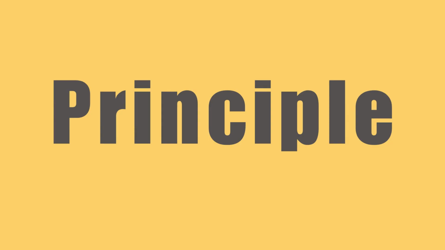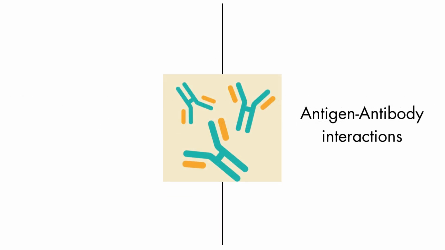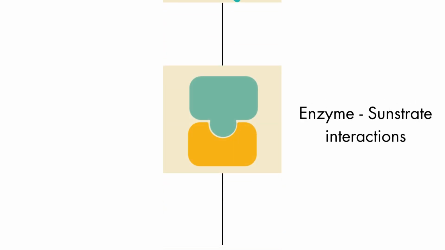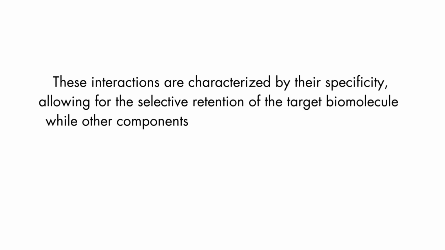Let's talk about the principle of affinity chromatography. This is done by keeping the various biological functions as well as the biological interactions of the molecules to be tested in mind. The interactions may be antigen-antibody interactions, enzyme-substrate interactions, or receptor-ligand interactions. These interactions are characterized by their specificity, allowing for the selective retention of the target biomolecule while other components in the mixture are washed away.